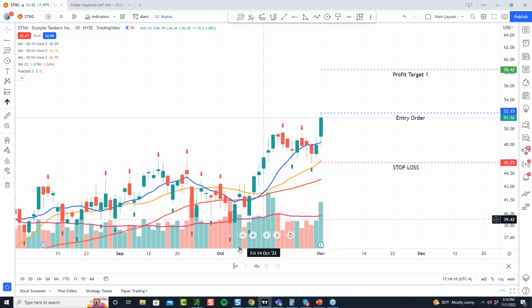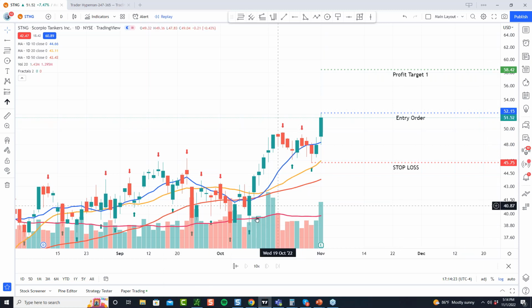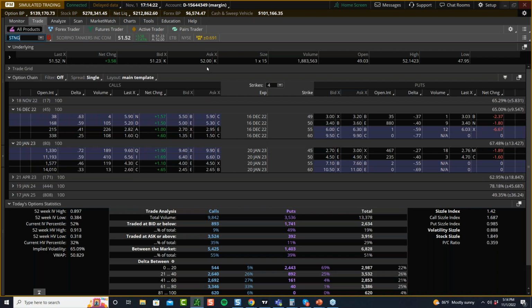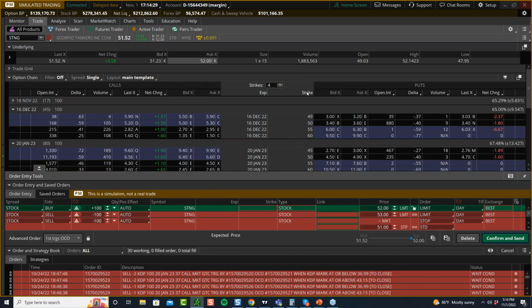So what I'm going to do now is take this. First is set the entry, $52.15. So I'm going to come into the ask price and go to buy custom, and we're going to use an OCO bracket. This is a one and done trade setup. So I set it up once, I don't have to touch it again. Now, I'm just going to do 10 shares here to start.